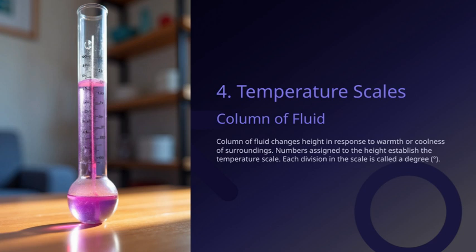The numbers assigned along the height of the column serve as a temperature scale, giving us a way to measure these changes precisely. Each division or mark on this scale is called a degree, represented by the symbol degrees. These degrees are the units we use to quantify temperature, making it easier to communicate and compare different temperature readings. This concept is fundamental because it shows how physical changes in a fluid can be used to measure temperature accurately, which ties into the broader theme of understanding how we quantify and interpret thermal variations in the world around us.